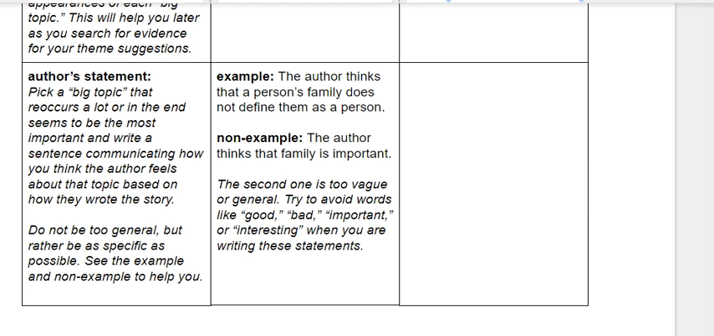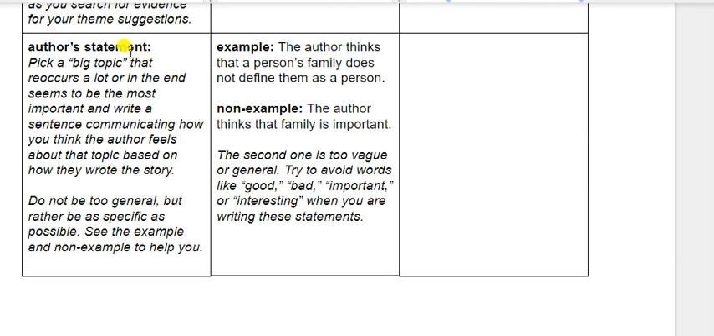Okay, here's the next part, author's statement. So here's where you're going to pick one of these big topics, either one that reoccurs a lot, or by the end of the text, it really seems to you that that is the most important topic that the author was trying to discuss. And you're going to write a sentence, one sentence, that communicates how you think the author feels about that topic based on how they wrote their story. And a warning, you don't want to be too general here, but you want to be as specific as possible. So here's an example. If I were to say, the author thinks that a person's family does not define them as a person, okay?